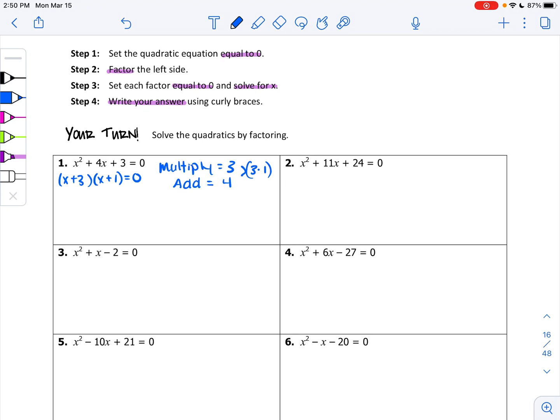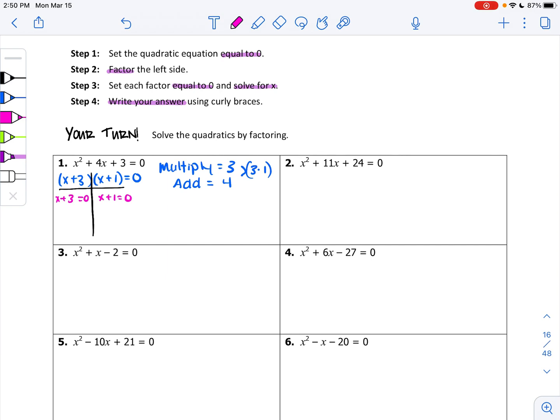Then in step 3, we're going to take each factor, so the x plus 3 and the x plus 1, and we're going to set each one of those equal to 0. One way you can do that is by creating a table and then factoring each side. So x plus 3 equals 0 and x plus 1 equals 0.